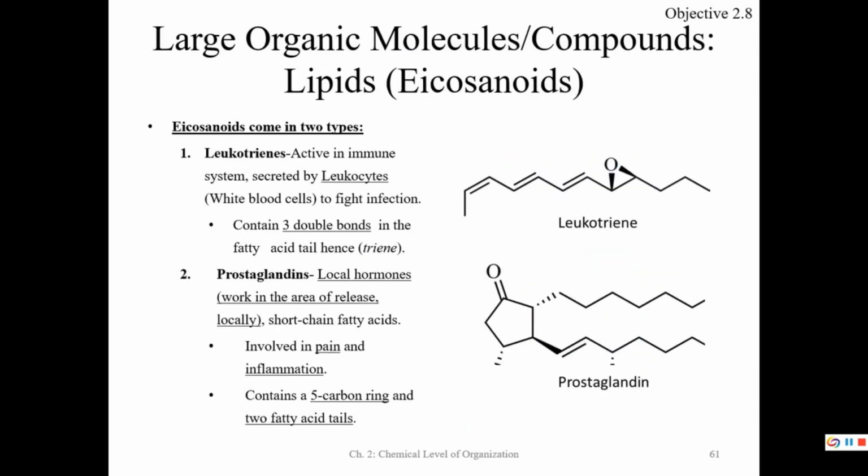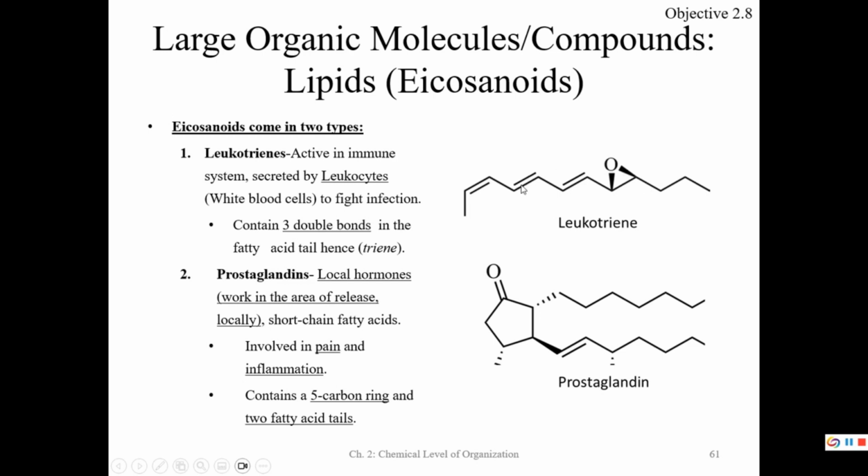Okay. All right, now let's talk about eicosanoids. Eicosanoids are a group of lipids that act as hormones and other cell signaling molecules. They are leukotrienes and prostaglandins. Leukotrienes are active in the immune system. They are made by leukocytes, hence leukotriene. Okay, leuko, they're from a leukocyte. They have 3 double bonds, so that's why we call them triene. Here we have 1, 2, 3 double bonds in the fatty acid tail.